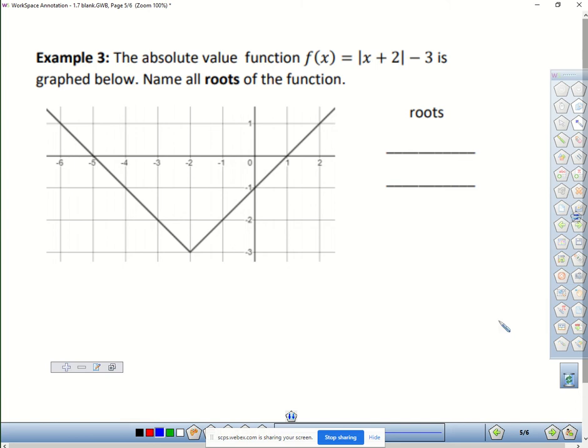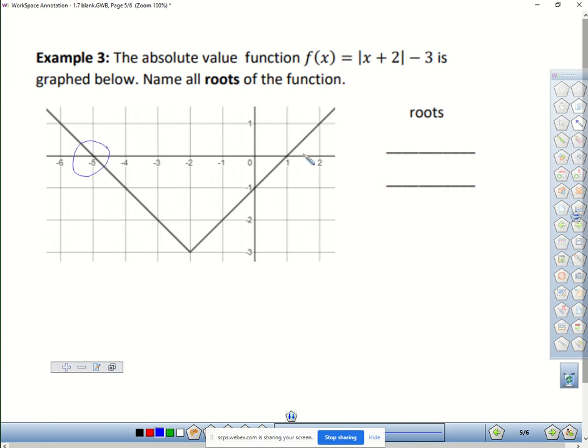So now we're going to look at the absolute value function. f of x is equal to the absolute value of x plus 2 minus 3, and its graph is below. We want to name all of the roots of the function. Okay? So do we need to do this algebraically with the information provided? No, we don't have to, right? What can we look at on the graph to determine the roots?